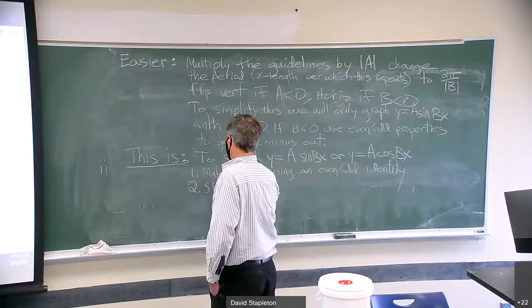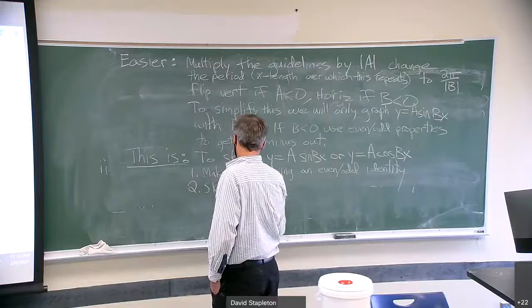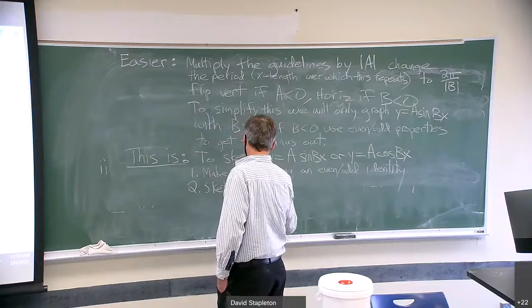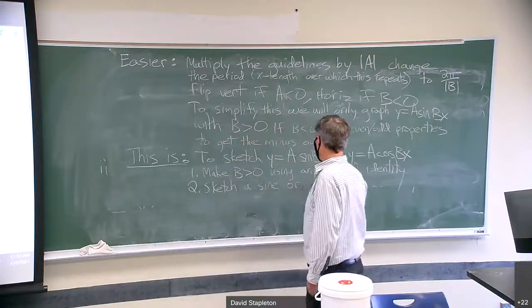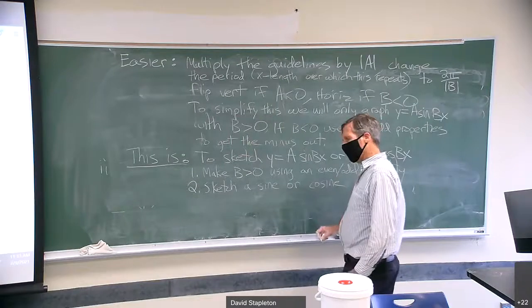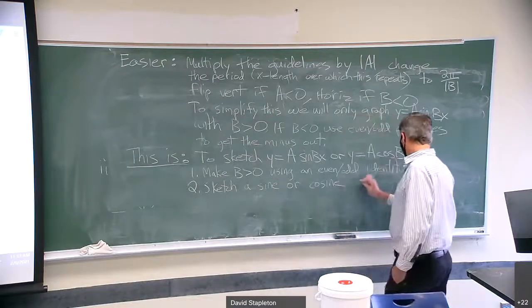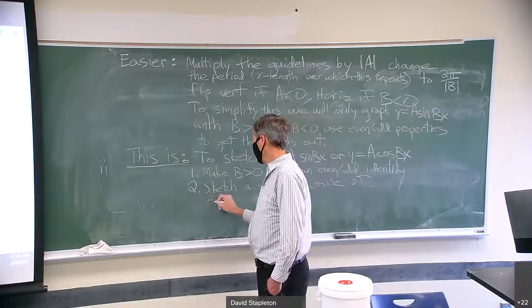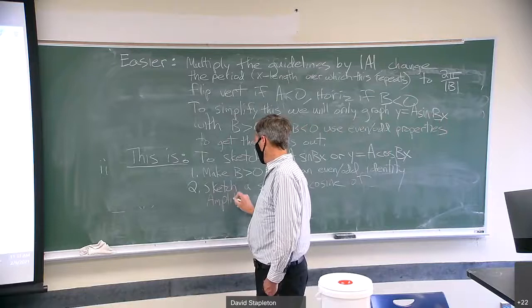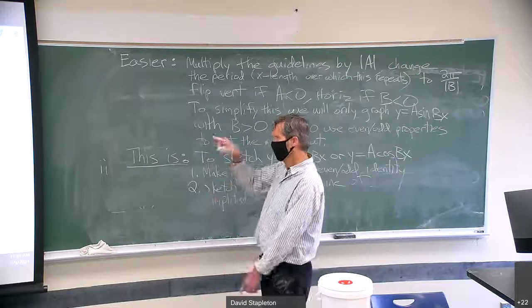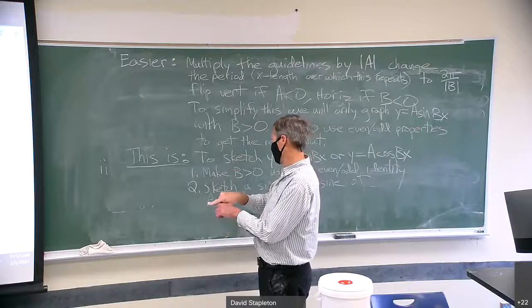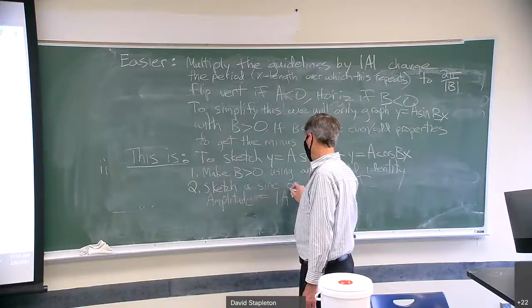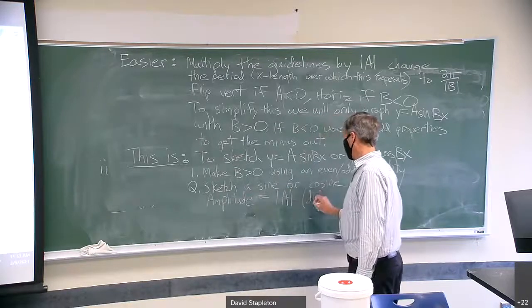sketch a wave, sketch a sine or cosine. Cosine starting at the top, sine starting through the middle, as we showed, of amplitude. That's the height from the middle up to the top guideline, or the middle down to the bottom guideline, equals absolute value of A, the distance from middle to top.